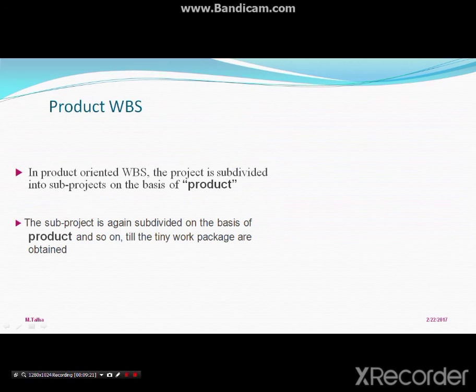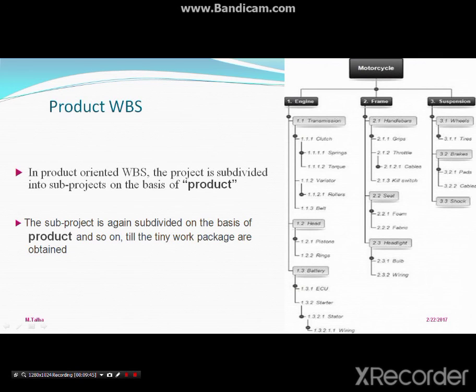So in product oriented work breakdown structure, the project is divided into sub projects on the basis of product. In the product oriented WBS, the project is divided into sub projects on the basis of product. The sub project is again divided on the basis of product only. So this is the way how the product oriented work breakdown structure is going to look.